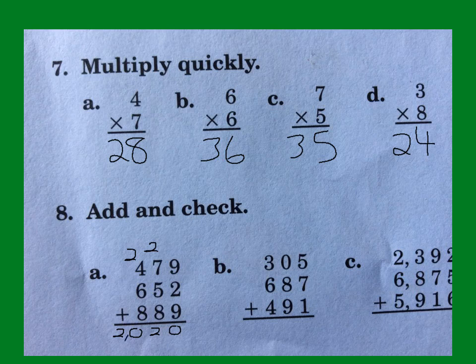So let's do that now. To check, we need to erase those numbers that are at the top, the 2's. Get rid of those because we're going to go up this time and add everything. Let's put 2 lines on top like this.